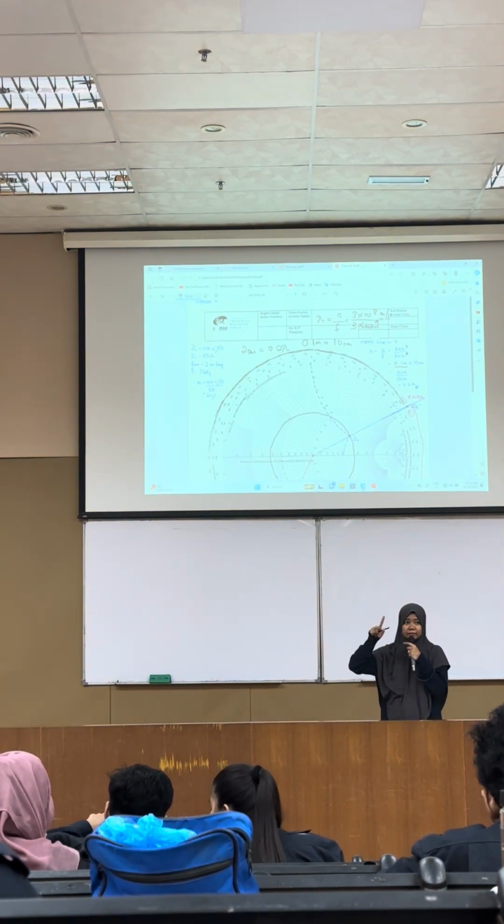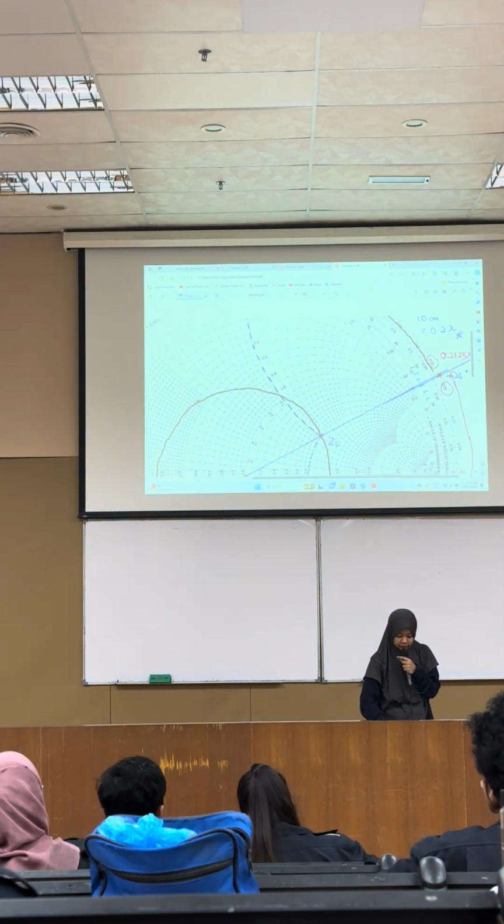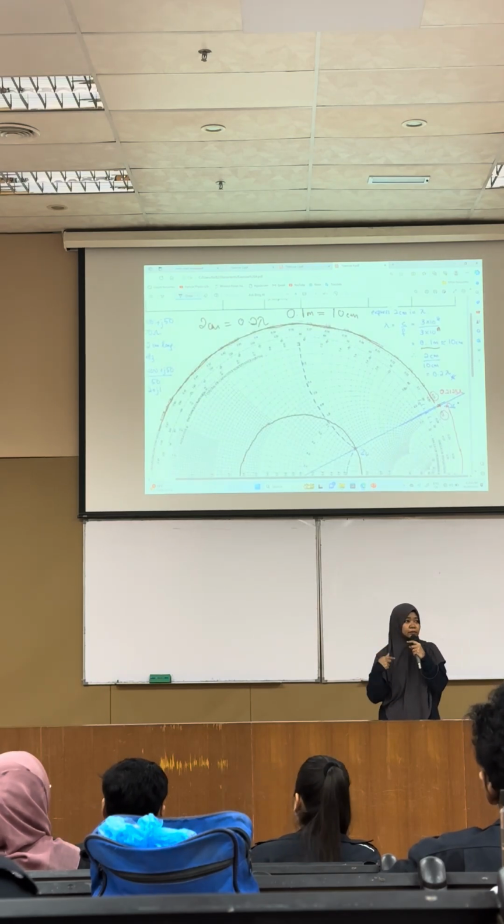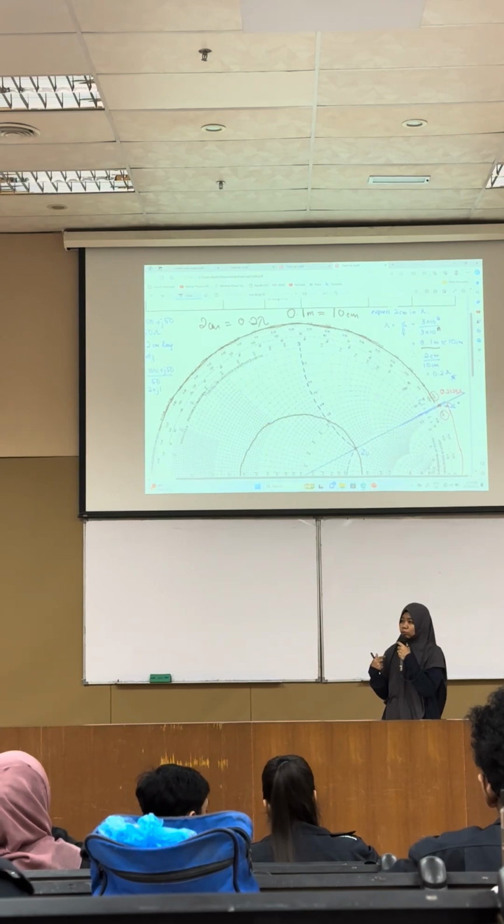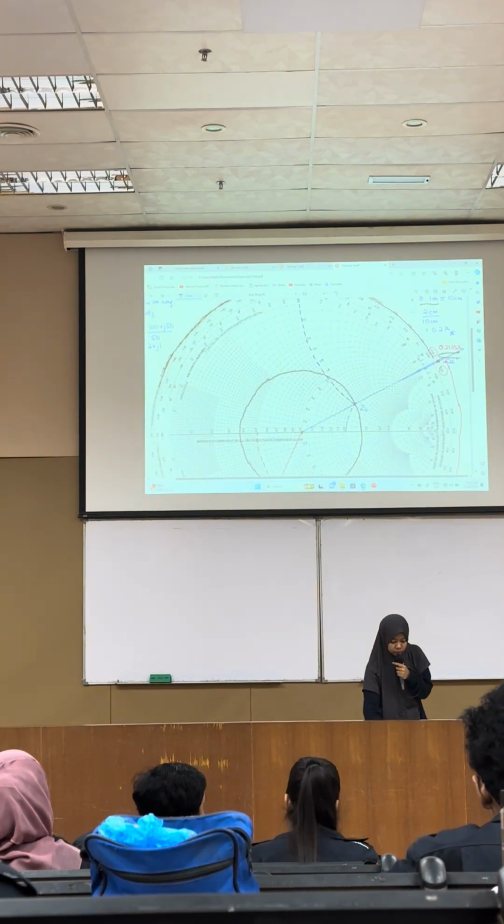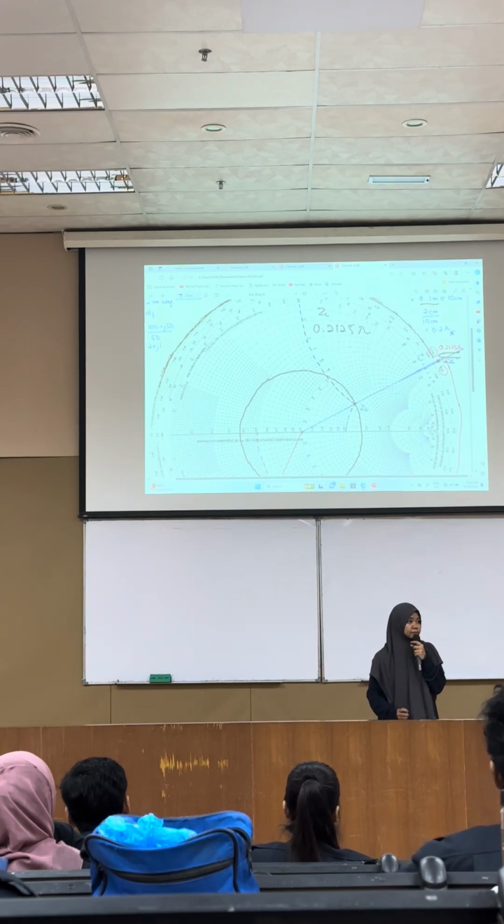Clockwise. Okay, 0.22, 0.21, 0.2125. Okay, so ambil value saya lah. So we use my value 0.2125. Okay, so I get 0.2125. Okay, 0.2125 is where the ZL situated.